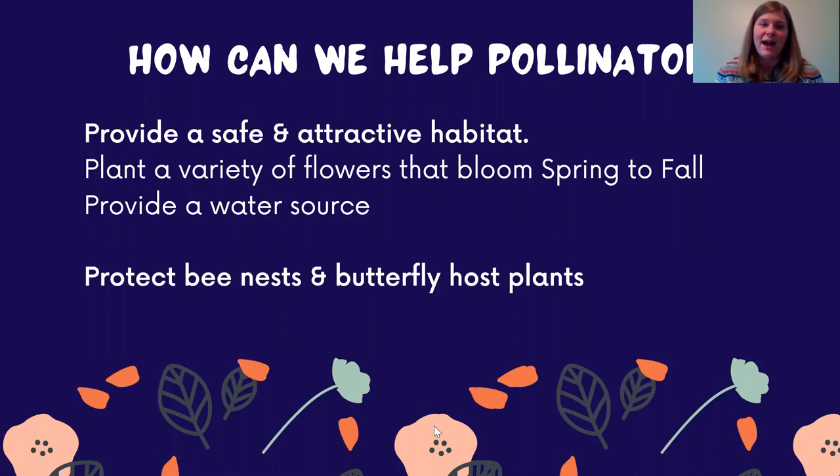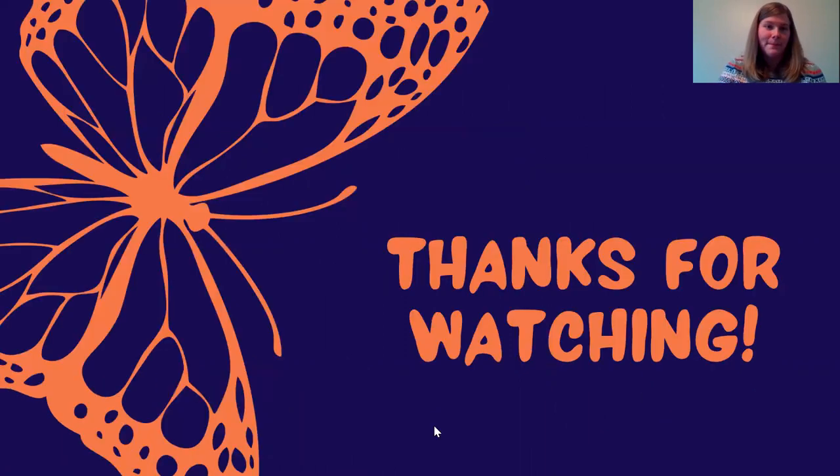It's also important to provide a water source for them, so maybe like a fountain or something. And then we want to protect our bees' nests and butterfly host plants. So if you ever see a bee's nest and it's somewhere dangerous, there are places you can call and they'll come and remove the bee's nest and move it somewhere safe. And then just knowing what type of plants butterflies need. So if we think back to our milkweed, we know that milkweed is poisonous, so maybe we don't want it around places where it could be dangerous to people, but it's important to have it because it's a food source for our monarch caterpillars. So those are just some things to think about.